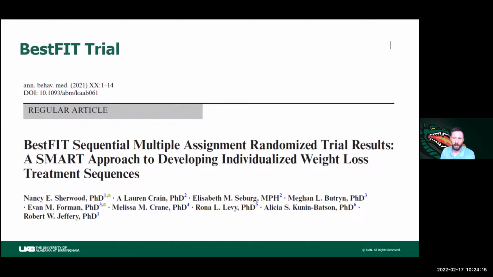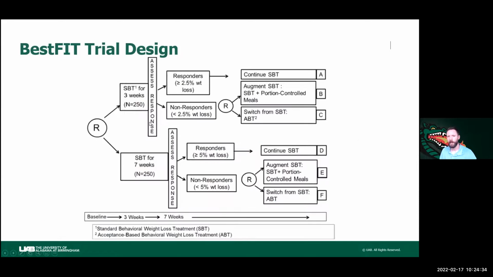So the first one I want to share is the Best Fit trial. This was led by Dr. Nancy Sherwood at the University of Minnesota. It's funded by the NCI, and the primary results were just published last year, so this is still a pretty fresh paper. This is, again, one of the papers that I shared with the organizer, so you should have access to this. So in Best Fit, let me get a drink.